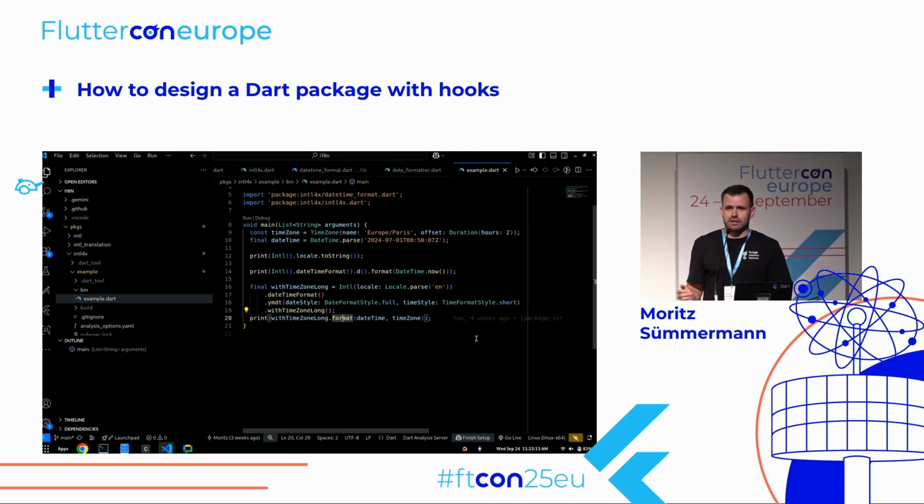Technically, it's two layers. On the web, we wrap around the browser's Intl object. On native, we wrap around the Rust library. So ideally, we don't have to write a single line of code. That's the rough idea.